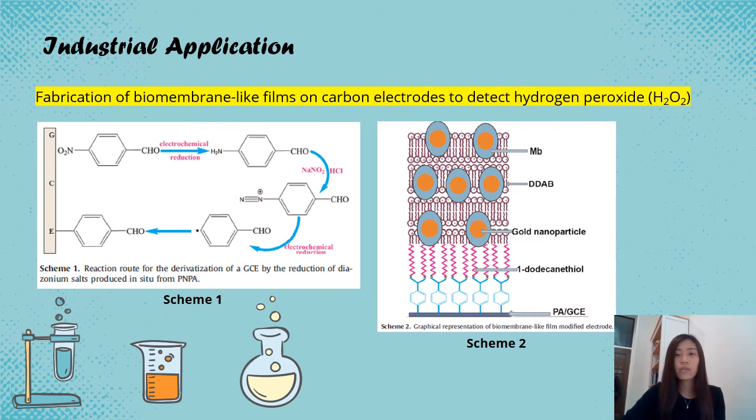The industrial application of diazonium salt can be seen in the fabrication of biomembrane-like films on carbon electrodes to detect hydrogen peroxide. The first step of this method is the modification of the glassy carbon electrode, GCE, with aldehyde groups. Scheme 1 shows the electrochemical reduction of p-nitrobenzaldehyde, then the formation of diazonium salts, and lastly electrochemical reduction to form the aldehyde groups. In scheme 2, the aldehyde groups were reacted with alkane thiol, and lastly didodecyl dimethyl ammonium bromide, DDAB, was cast on the modified GCE. This biomembrane film was further modified by incorporating myoglobin and gold nanoparticles, and the biosensor is used for the detection of hydrogen peroxide.